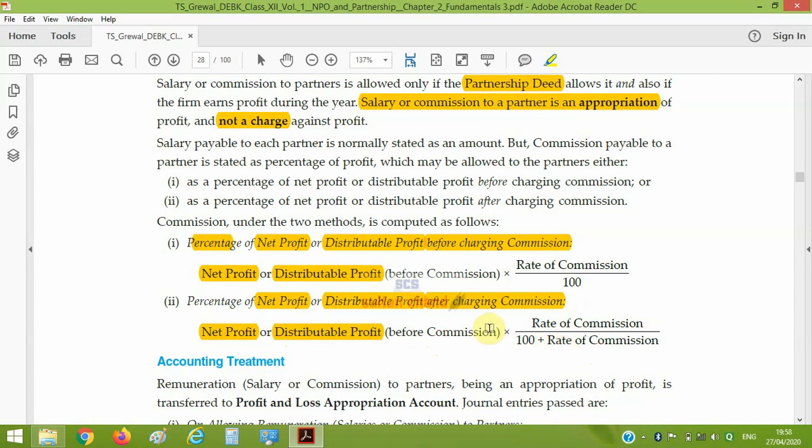By this you can compute the net profit or divisible profit share after charging such commission. So I think it is clear whether it is given before charging commission or after charging commission. For computing after charging commission, we have to do a single decimal, that is, if the rate is 15%, then 15 divided by 115, but if it is before charging, then 10 by 100.